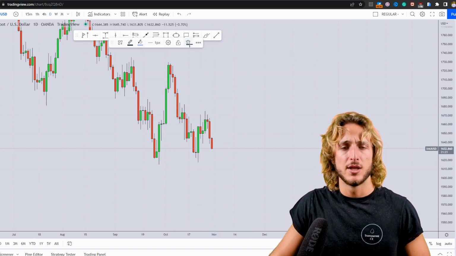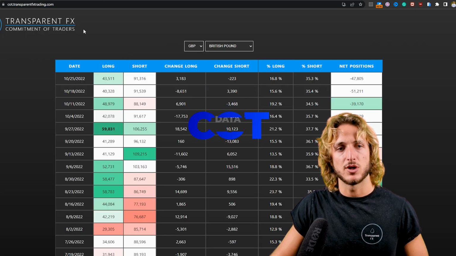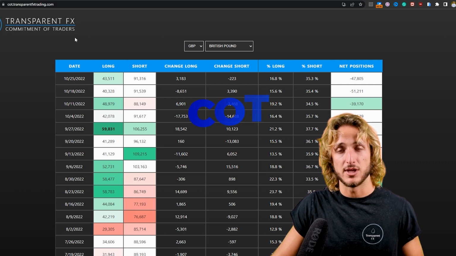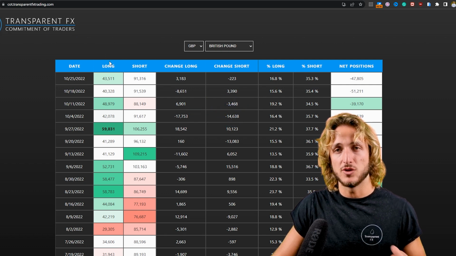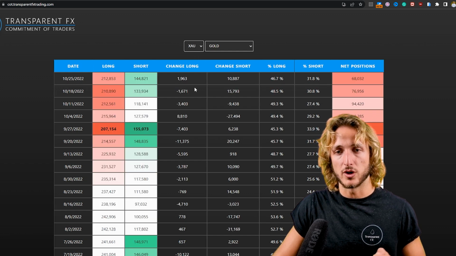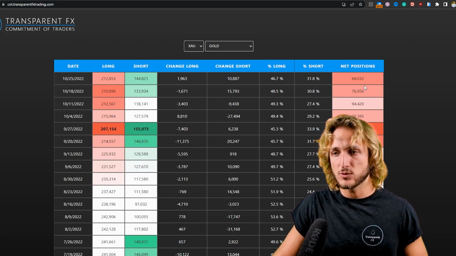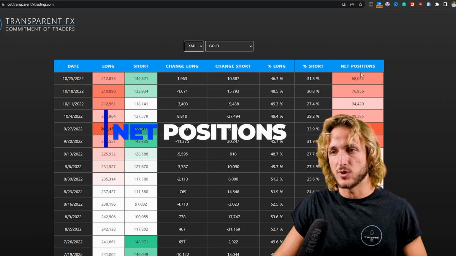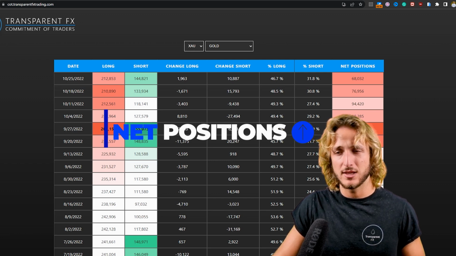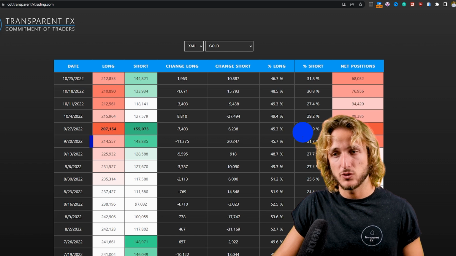Now, if we go and see what we have when it comes to the commitment of traders, so the COT data, which is what the non-commercials, so the biggest speculators in the market, are doing, and we check the data for gold, what we can see is that with the last reports, net positions have been growing. We went from having the lowest low that we had, which is 52k net positions.